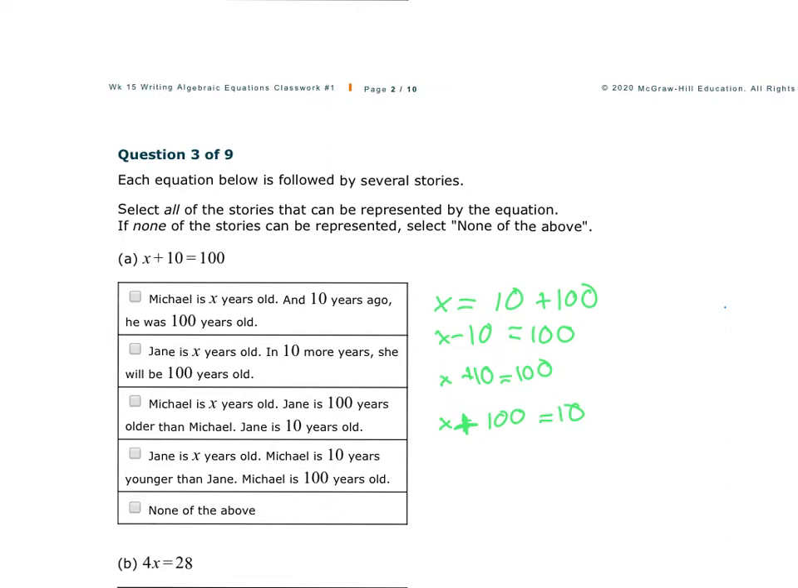Jane is X years old. Michael is 10 years younger than Jane. So Jane's age minus 10 years equals Michael's age. Okay, so back to our original problem. X plus 10 equals 100. The only one this works for is none of them. Oh yeah, here's one. X plus 10 equals 100.